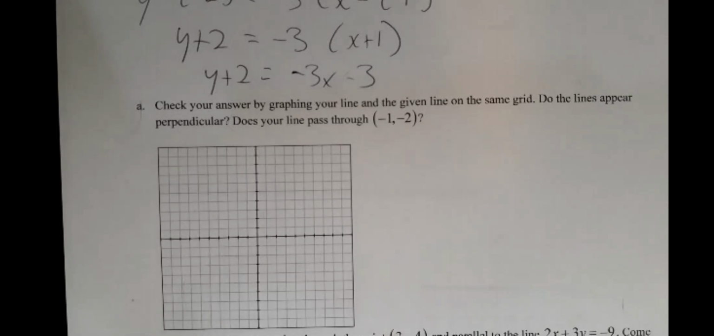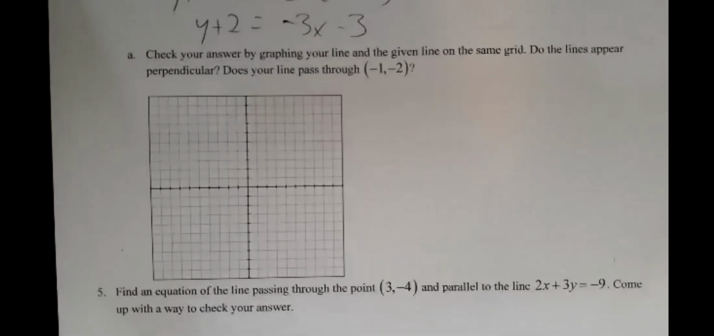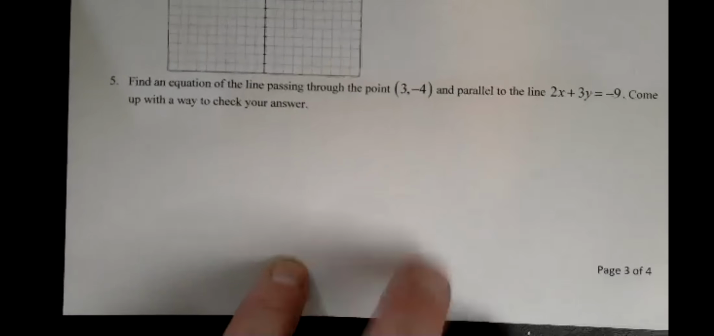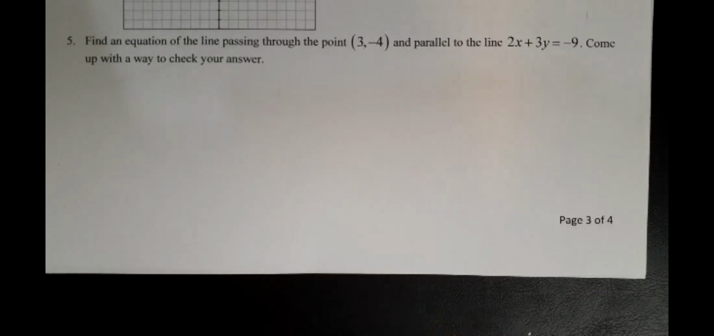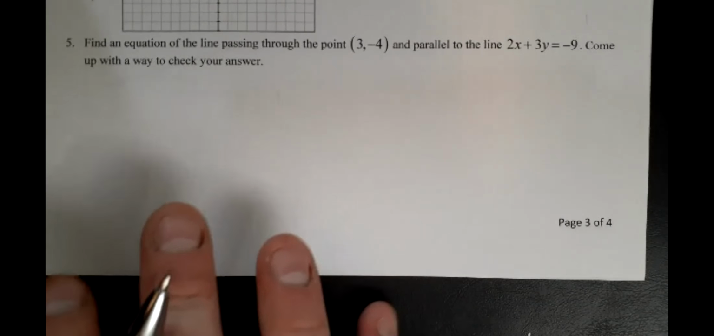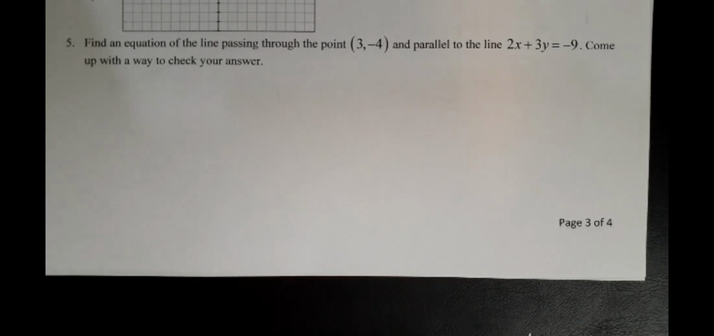Let's go back to this problem. So we graphed this thing, we did it with the computer. It looks a lot prettier than if I would have done it by hand. So now we're on this one. Find an equation of the line passing through the point 3, -4 and parallel to this line. Come up with a way to check your answer. Okay. So we want it to go through 3, -4, and we want it to be parallel to that thing.